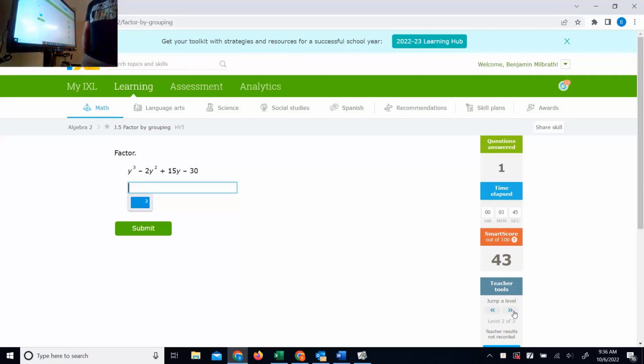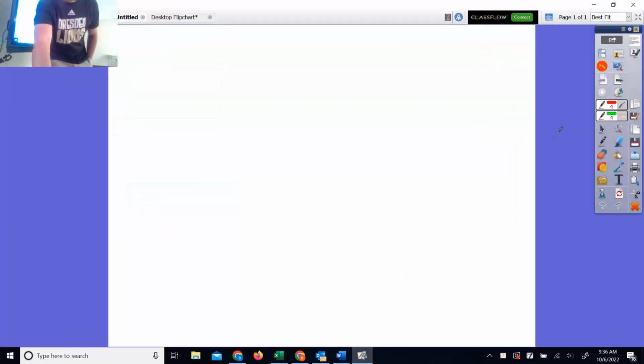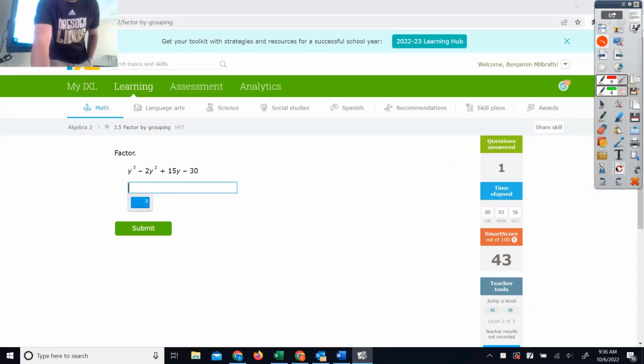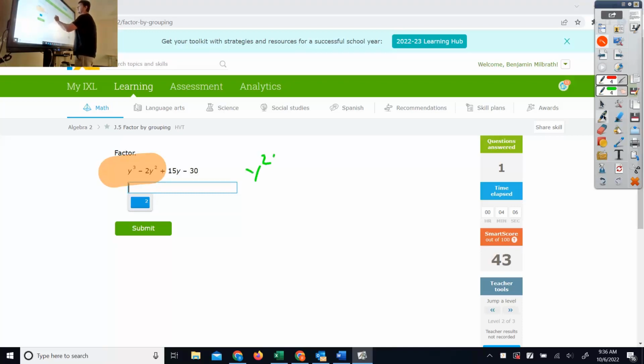y cubed minus 2y squared plus 15y minus 30. Let's see how this thing factors by grouping. So again, focus on your pairs. Focus on that pair first. You can pull a y squared from both pieces. If you pull y squared from y cubed, you have a y left over. If you pull y squared from negative 2y squared, you have minus 2 left over.